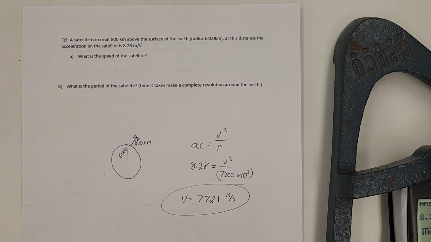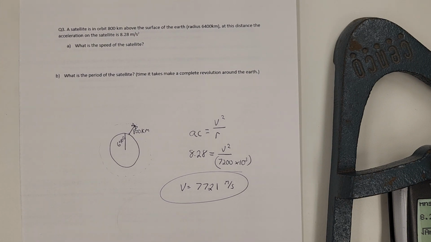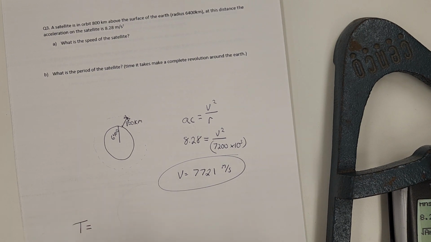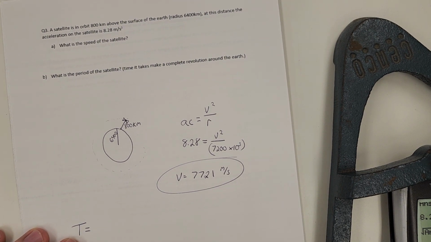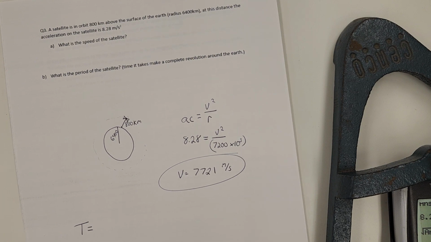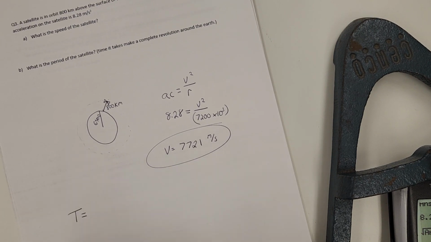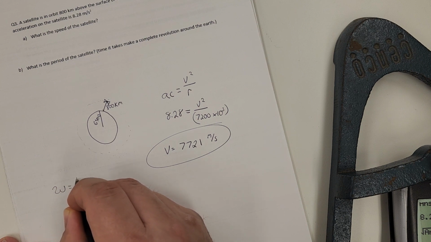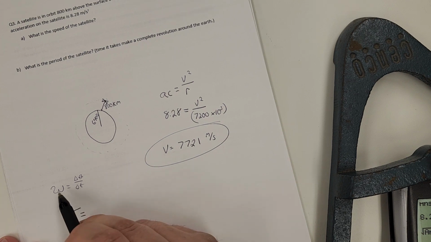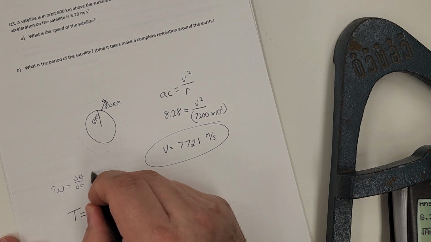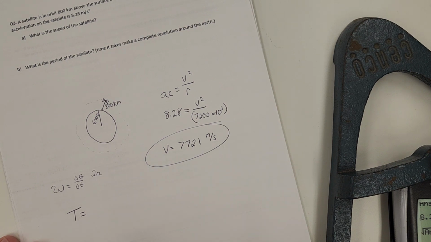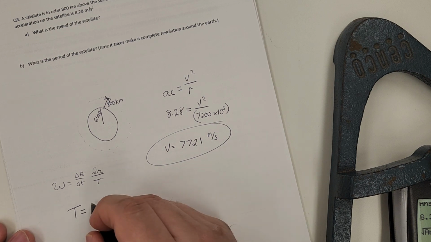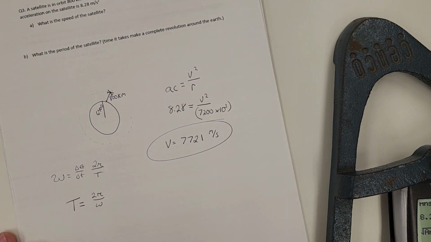Part B, what is the period of the satellite to make one revolution around the Earth? Okay, so how long does it take to get all the way around? Well, I know that a period is the amount of time it takes for one full revolution. If you need a catch up here, we get that our omega is our change in theta over change in time. If I want to go a full theta of 2 pi, it means one full revolution. The change in t for one full revolution is a period, T. And then if we solve for T, I'm going to get 2 pi over omega for a period.